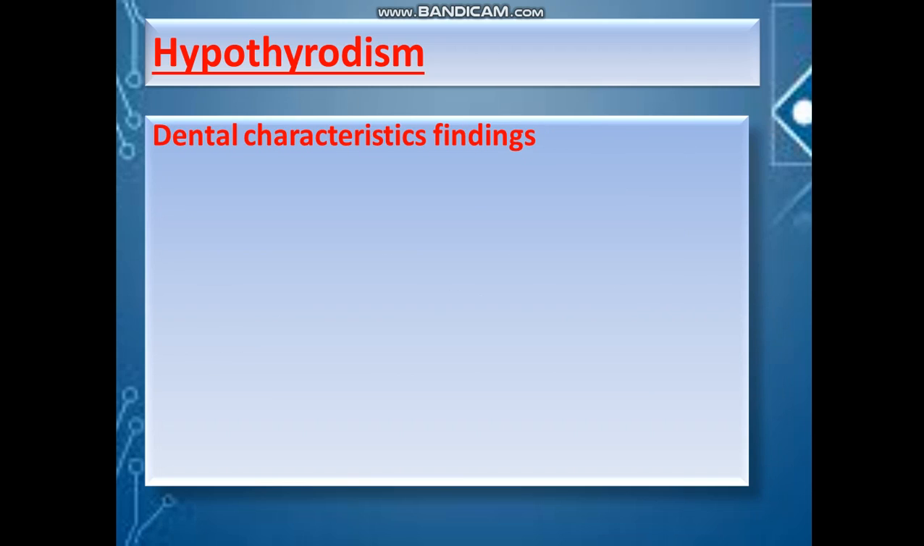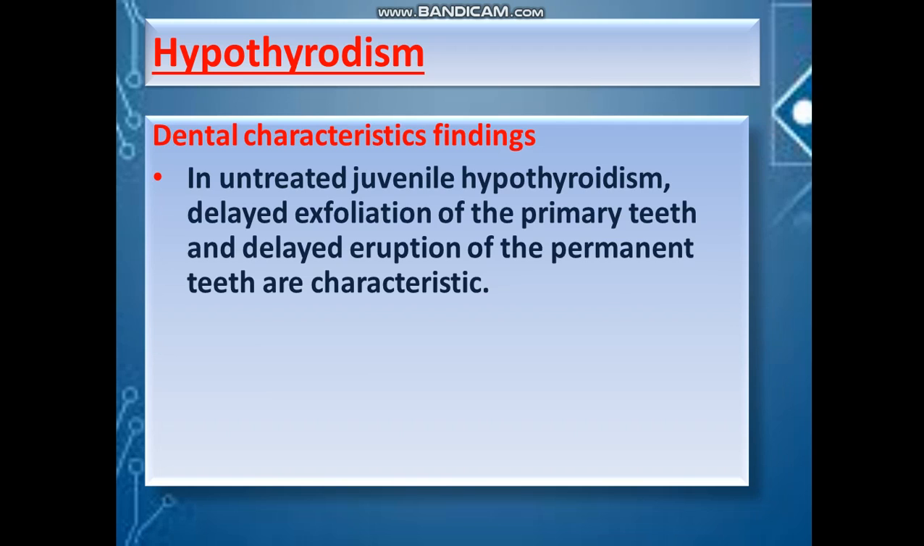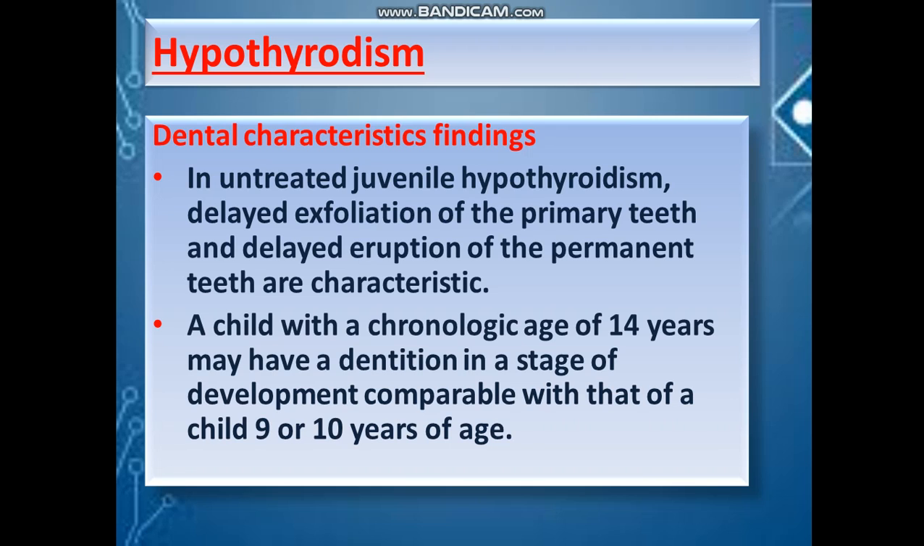Dental characteristic findings. In untreated juvenile hypothyroidism, delayed exfoliation of the primary teeth and delayed eruption of the permanent teeth are characteristic. A child with a chronologic age of 14 years may have dentition in a stage of development comparable with that of a child of 9 or 10 years of age.